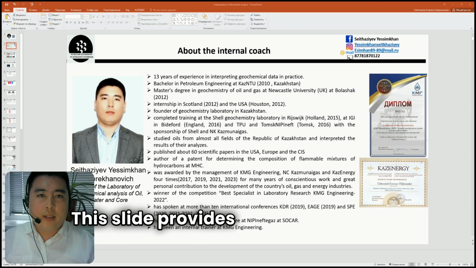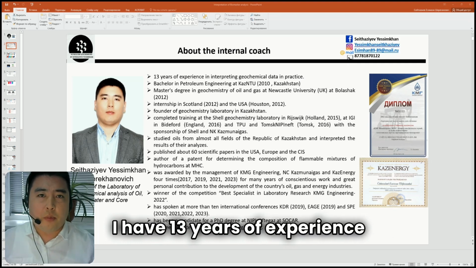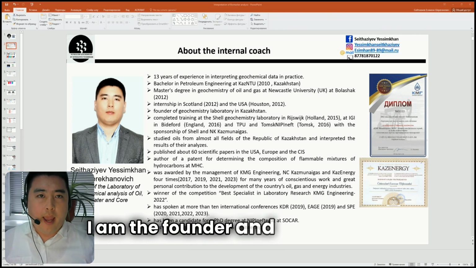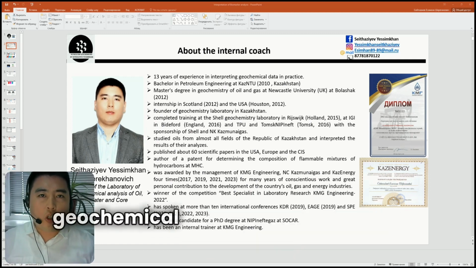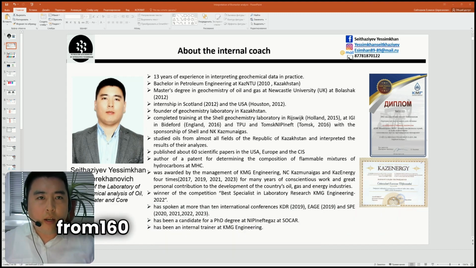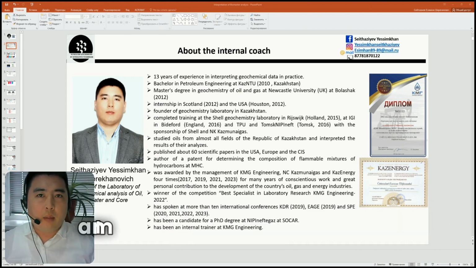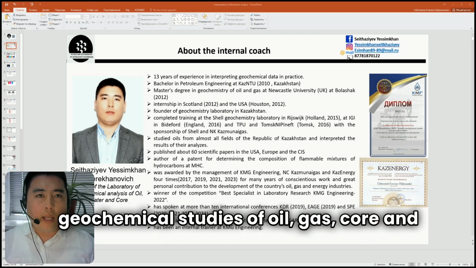This slide provides brief information about myself. I have 13 years of experience in interpreting geochemical data in practice. I am the founder and still the head of the Geochemistry Lab of Chemistry Engineering. Over the last 9 years, we have conducted geochemical studies on about 7,000 oil samples derived from 160 oil and gas fields in Kazakhstan and Russia within the framework of about 100 projects. I am also an expert in the field of geochemical studies of oil, gas, core and formation water.